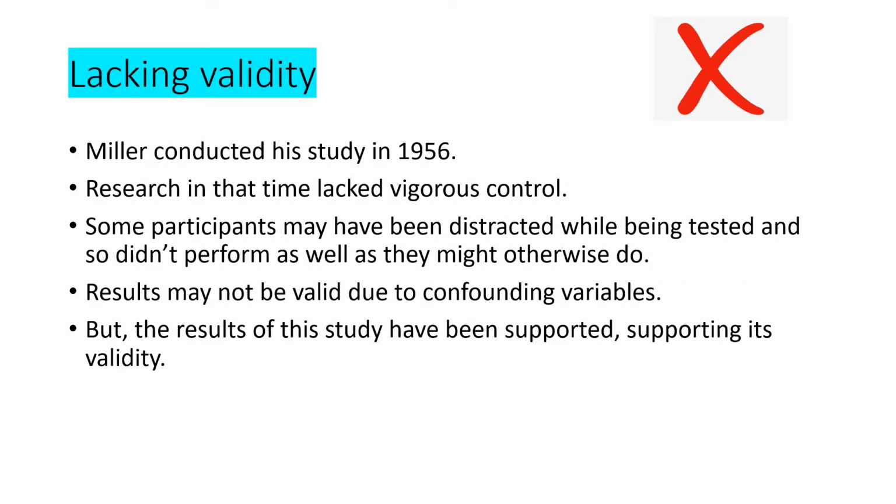So a limitation of Miller's research is that it lacks validity. Miller conducted that study in 1956, and the research at that time lacked rigorous control. We have a lot more control in our studies nowadays than we did back then. So some participants may have been distracted whilst they were being tested, and so they didn't perform as well as they might otherwise have done.